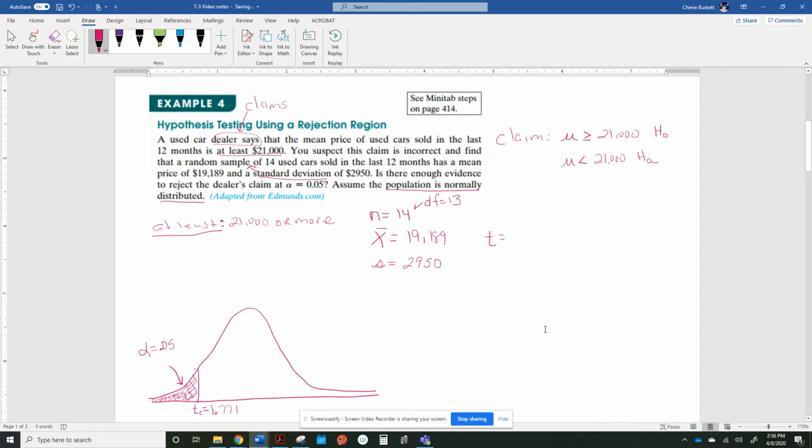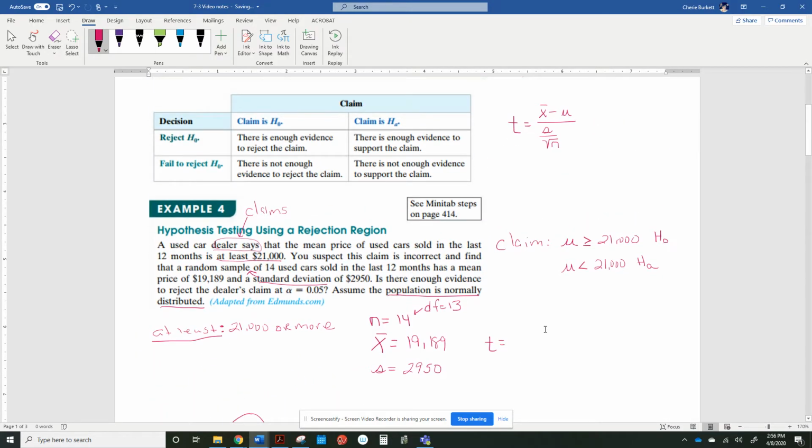So now we have to find our test statistic. Our test statistic is this formula up here. We're going to do X bar, which is 19,189. And remember, StatCrunch and the calculator will both do this. I'm just going to do an example of each one of these. Each example that I do, I'll do it a different way. So this one I'm using formulas and tables. And the next one I'll do StatCrunch, and then the next one I'll do calculator.